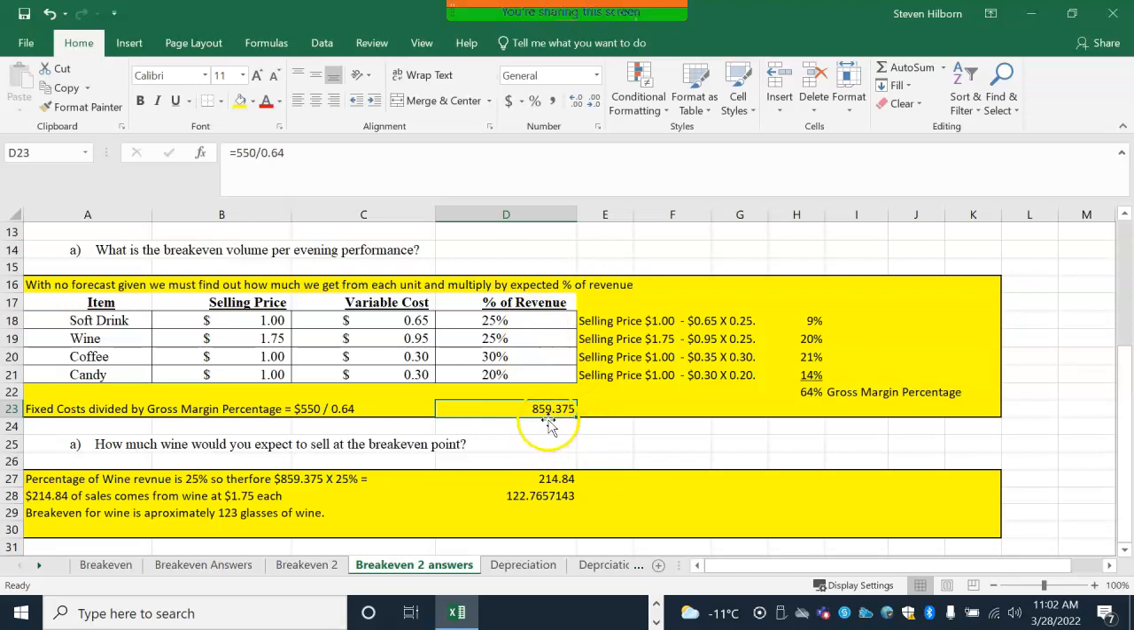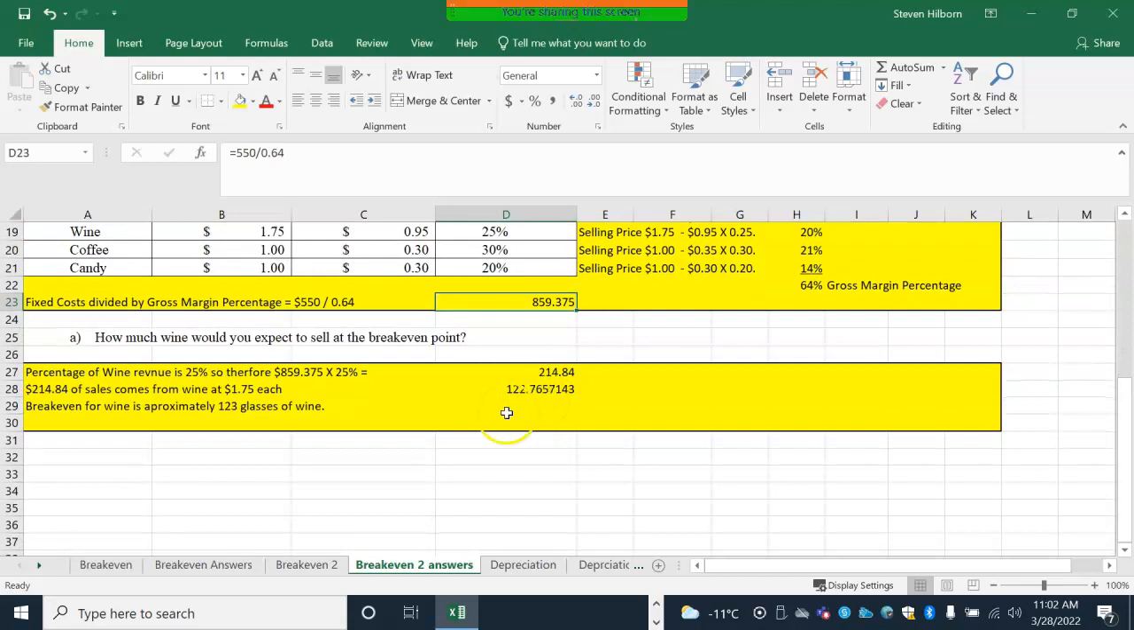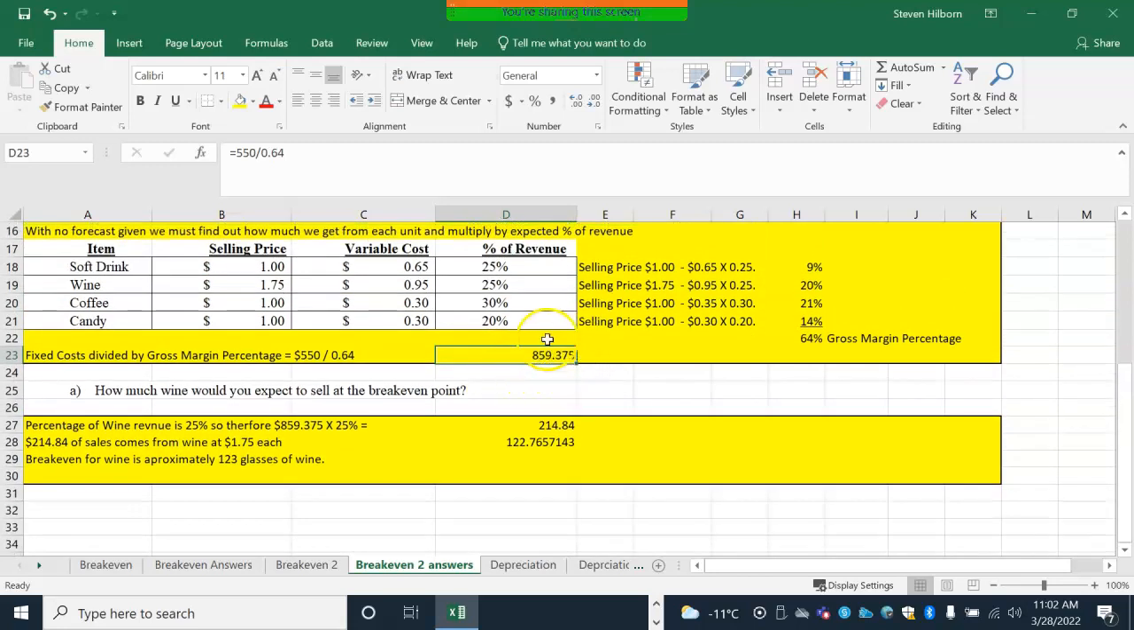Okay, so that's what we're looking at here. We had to sell at least $860 worth of stuff. Now, if we wanted to find out what that actually looked like, as an example, how much wine would you expect to sell at the break even point? Because we would need to know this for ordering. So if we want to break even, we need to sell $860.